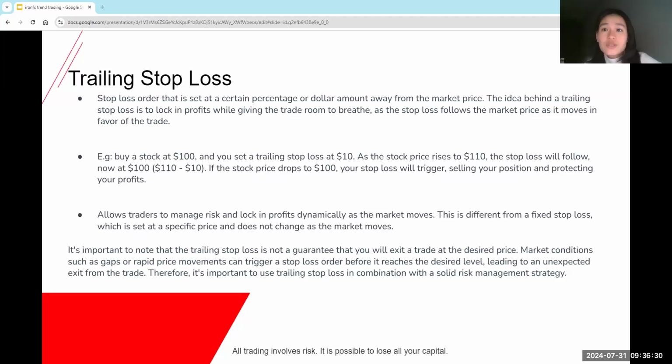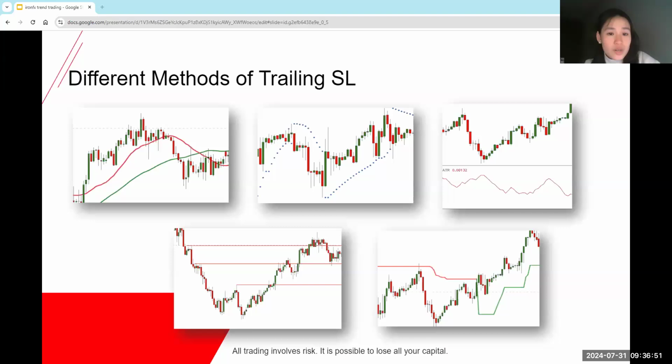Okay, so this allows traders to manage your risk and lock in profits dynamically as the market moves, which is different from a fixed stop loss, which is set at a specific price and doesn't change as the market moves. Okay, so some methods of using your trailing stop loss. These again are some indicators that you can use.